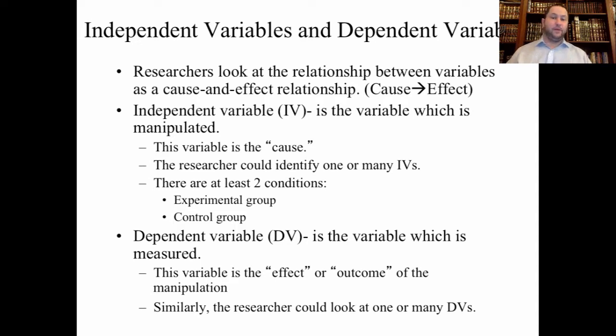Now, the dependent variable is the variable that you measure. It's usually referred to as the effect or the outcome of the manipulation. Now, if your experiment had no impact, then both of the conditions might get the same outcome, right? The dependent variable might be the same. But if your experiment was truly effective, then we would expect different outcomes. Now, remember how I said for something to be a variable, it must have the capacity to assume two or more levels. Well, that's what I mean on the dependent variable as well.